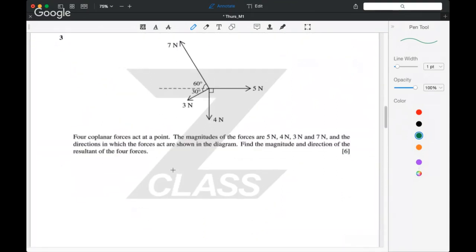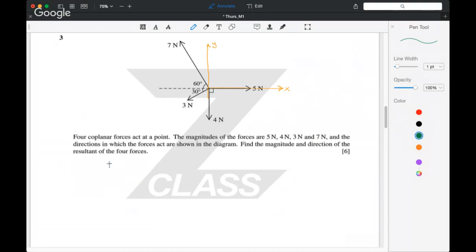This is a very easy question if you like vectors. So again, we're resolving all of these forces. They're vectors, so they've got a magnitude and a direction, and so you can resolve them along perpendicular axes. I've decided to choose this to be the y-axis and this to be the x-axis. And we just do it by component.